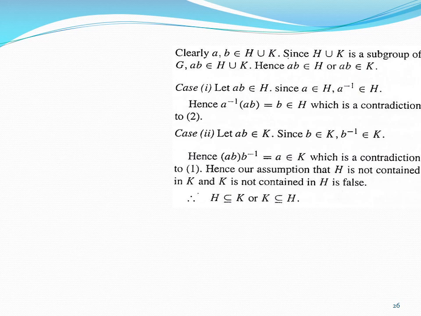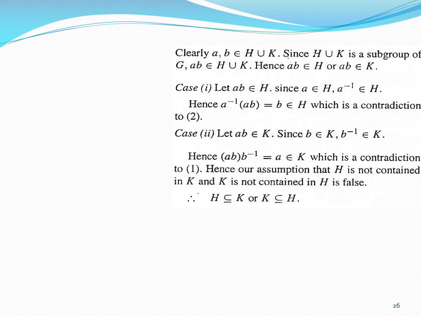So take case 1. ab belongs to H. Since a belongs to H, a inverse belongs to H. Hence a inverse into ab, equal to b, belongs to H. b belongs to H, which is a contradiction to equation 2.